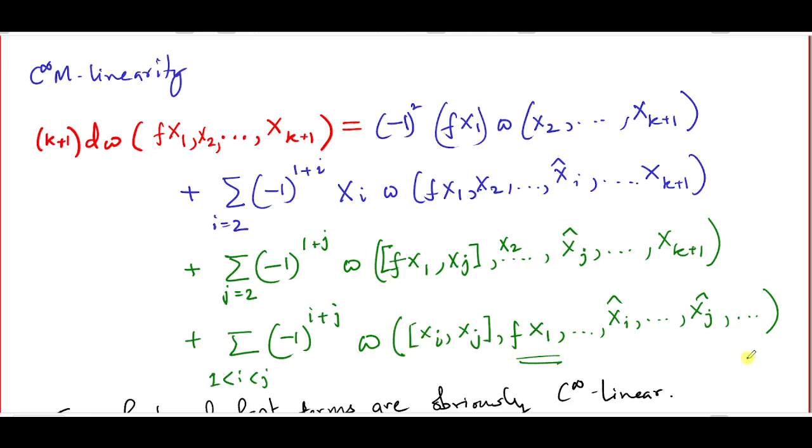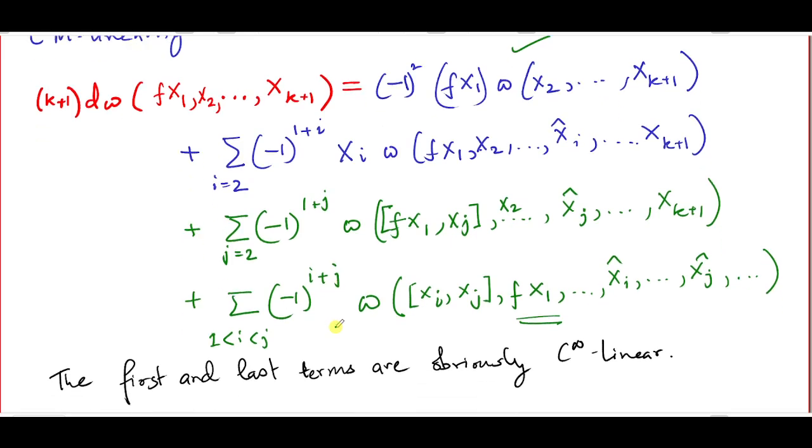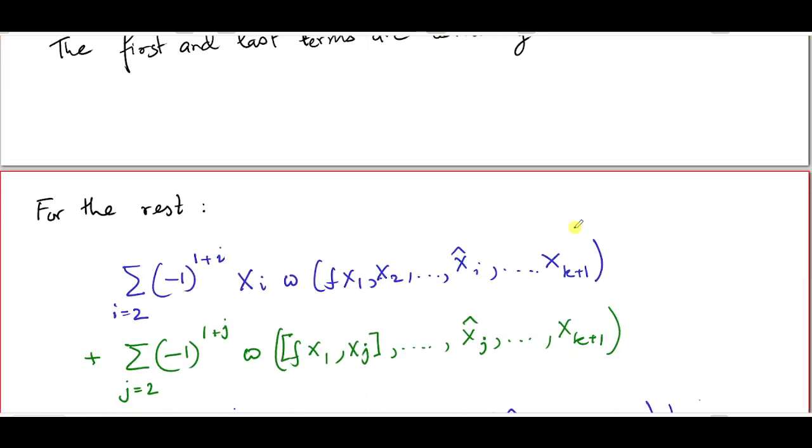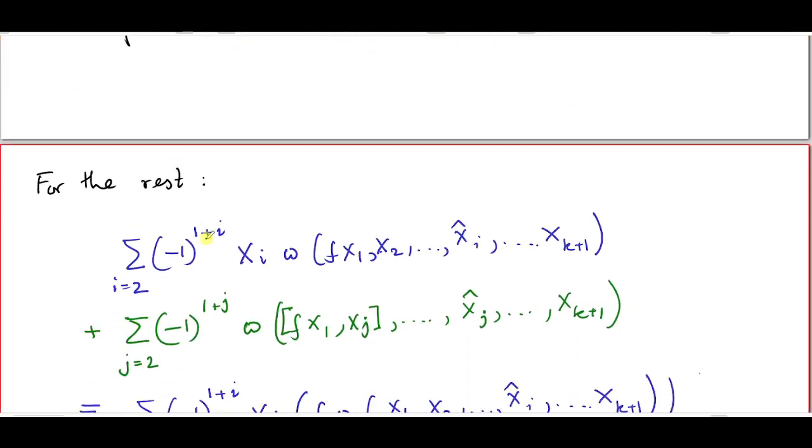Now, if you look at these four kinds of terms, it's rather obvious that the very first one has a factor of f outside, and this one, because of omega's C-infinity linearity, also has a factor of f which you can pull out. So the very first and last terms are obviously C-infinity linear. We have to pay attention to the other terms. These are the two terms that we have to look at.